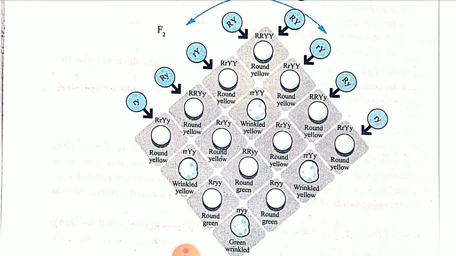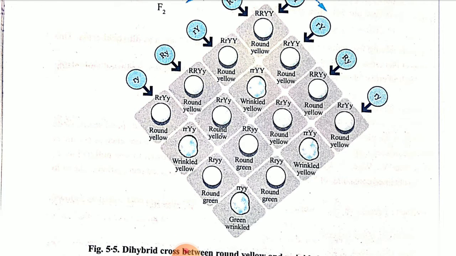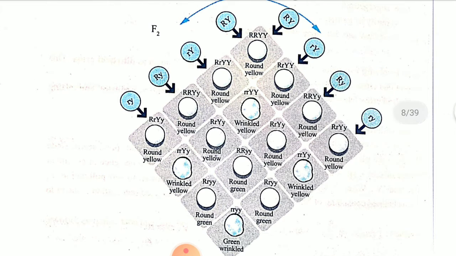Okay children, with both the contrasting characters, the shape of the seed is also included there and the color of the seed is also included there. Here in this case, you will get 16 offspring. How many offspring, children? 16.